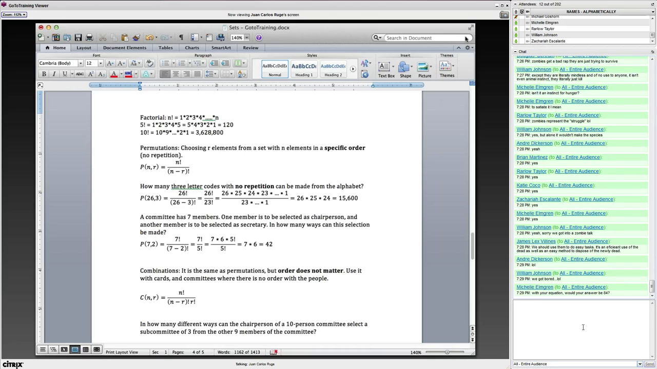Now, let me check. Is the screen sharing? Yes.